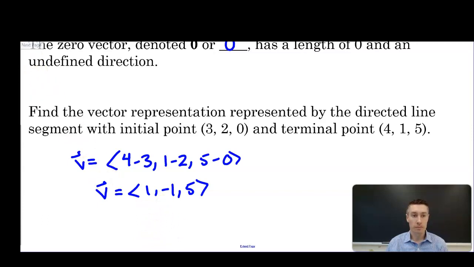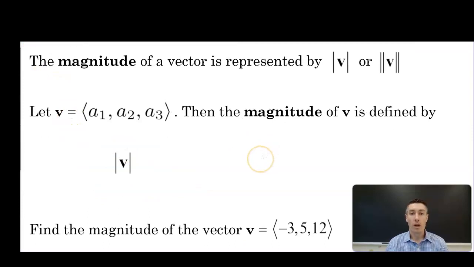Another piece is the magnitude, right? We talked about how vectors represent a magnitude and a direction. So we need to figure out how we're going to find that magnitude algebraically. So as far as notation for magnitude, two different notations. It can either be a single or a double bar around the vector will indicate that we are looking for the magnitude or the length of the vector.